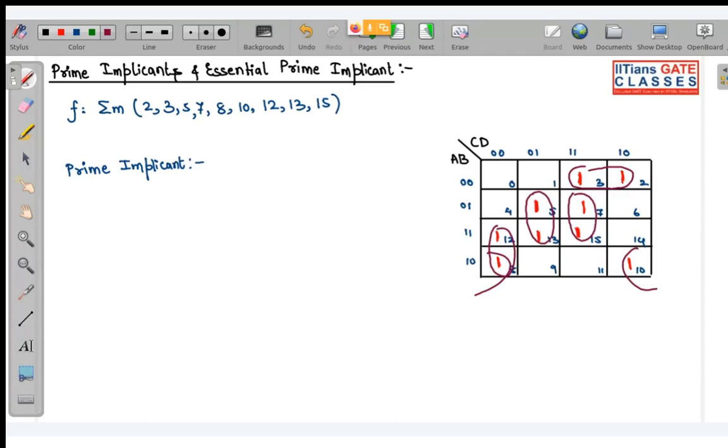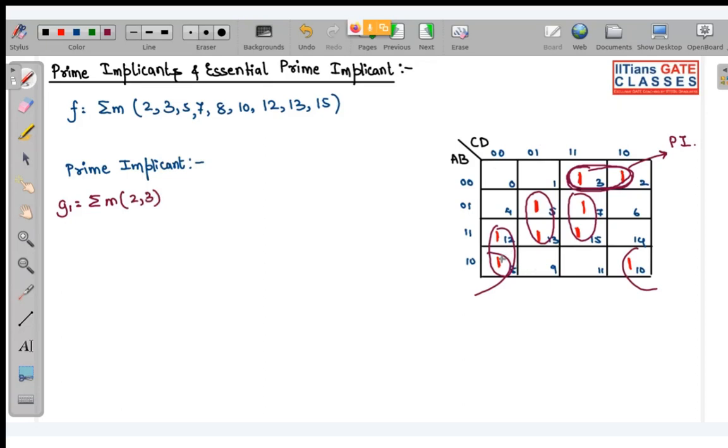But if you see this group, look at this group. Can I increase the size of this group by any means possible? This is a group of 2. I cannot increase its size. So this is one prime implicant. Let me write G1, which is min term 2, 3. This is one prime implicant.